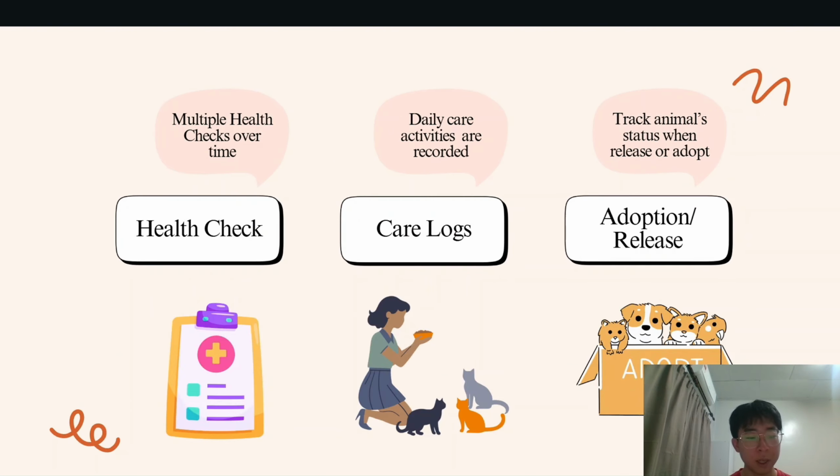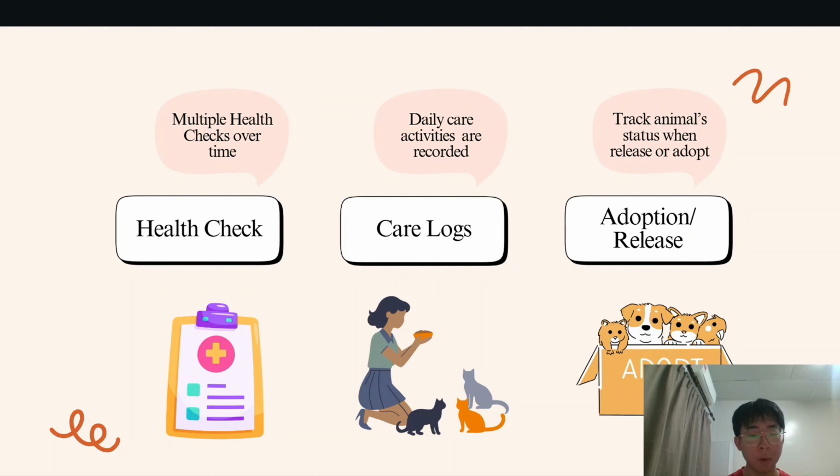To monitor well-being, animals undergo multiple health checks over time, recorded as a rating on a scale from 1 to 5. These are tracked in the health check table. Daily care activities like feeding and enrichment are recorded in the daily care log, which is linked to both the caretaker and the animal, supporting accountability and detailed care tracking. Finally, when animals are ready for release or adoption, the adoption release record tracks their status and date, ensuring that the release doesn't happen before the admission.